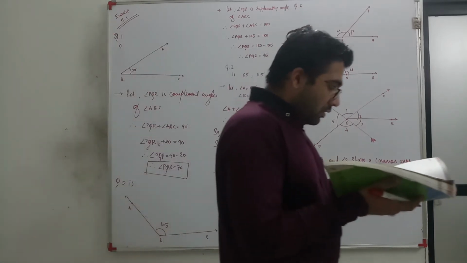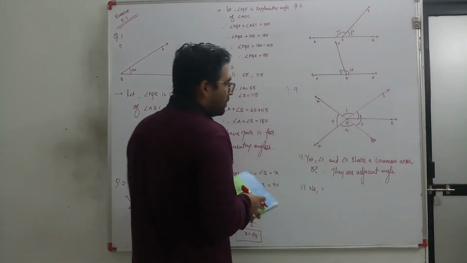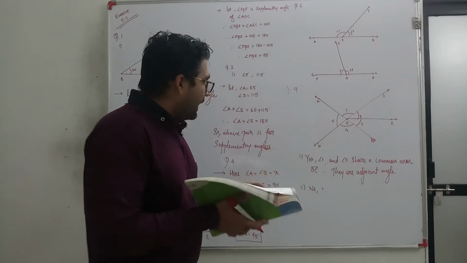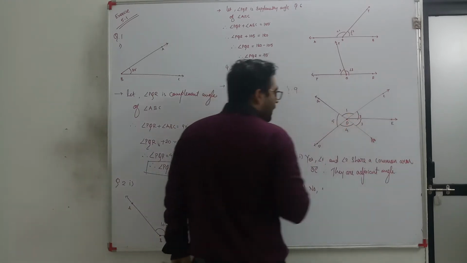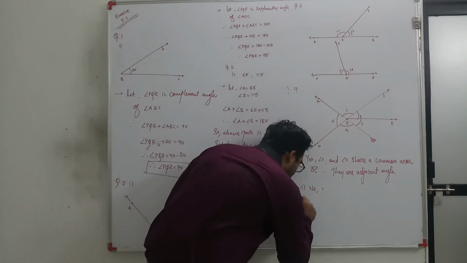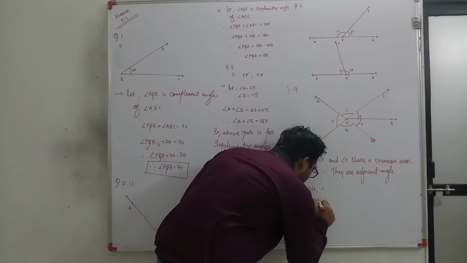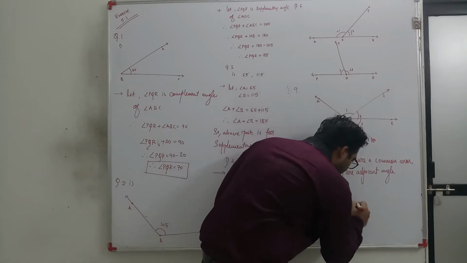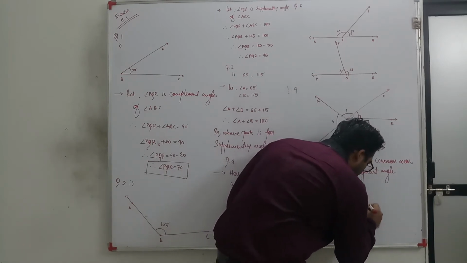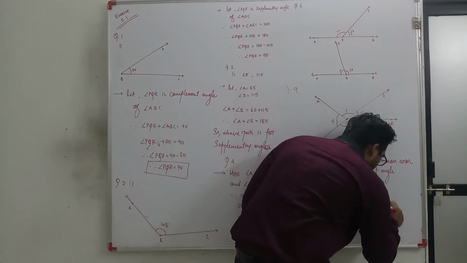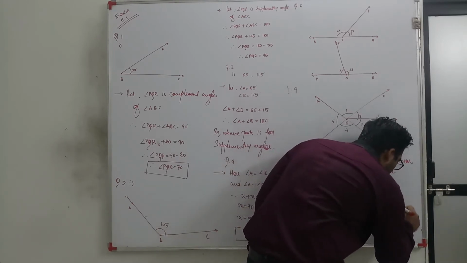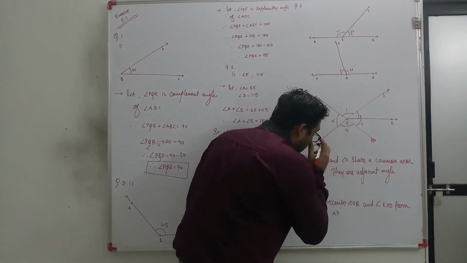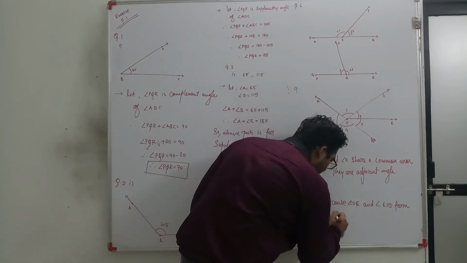Next, question number 3. Do angle COE and angle EOD form a linear pair? So we can say yes, because angle COE and angle EOD form a line CD.